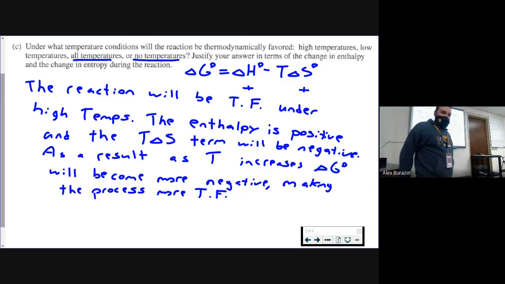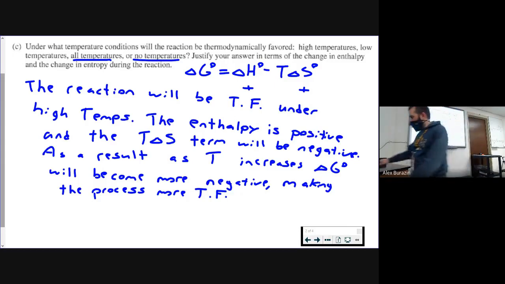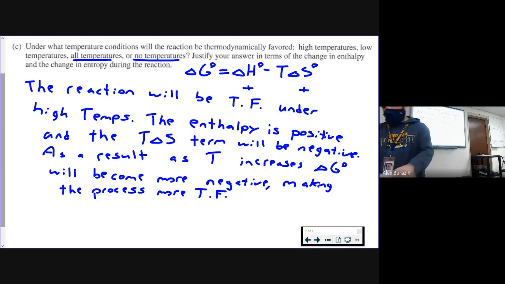Would it be all right if we just justified saying the change in enthalpy and entropy are both positive? Or do we have to clarify? I don't know if that's enough. Okay. Yeah, I don't know if that's quite enough. Let's see what they have. Let's read their answer. What do you got, AP?